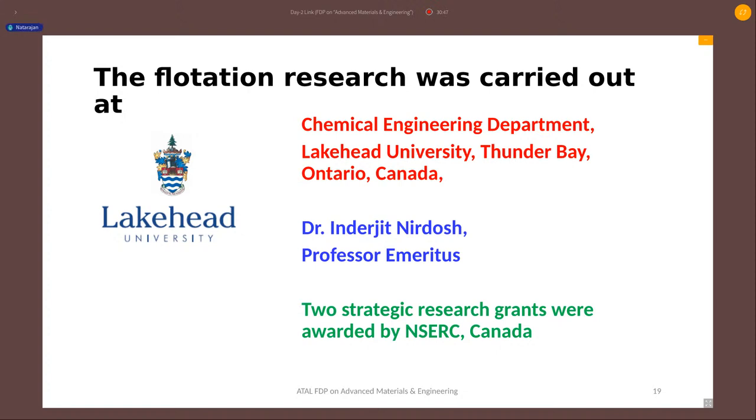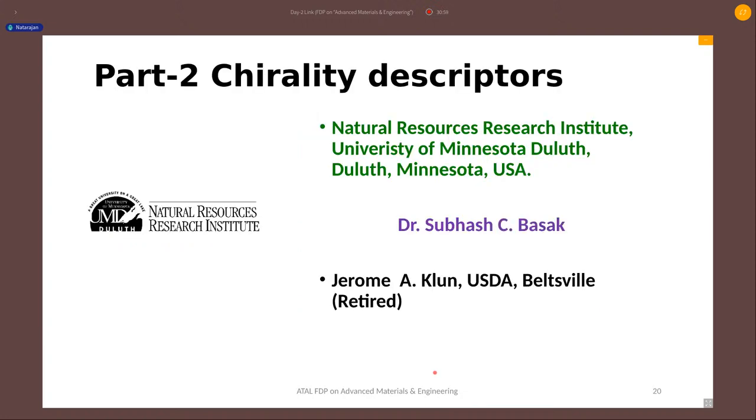This is it. It is still two statutory grants, and the work was carried out for a period of 6 years in the university, in the chemistry department. Now I am moving on to the second part of my report, and it was carried out in the Natural Resources Research Institute at Minnesota campus, under the leadership of Dr. Subhash Basar. I think you must have heard his lecture yesterday. And some of the data that we used are from the USDA lab, and it was carried out by Dr. Jeremy Crew.